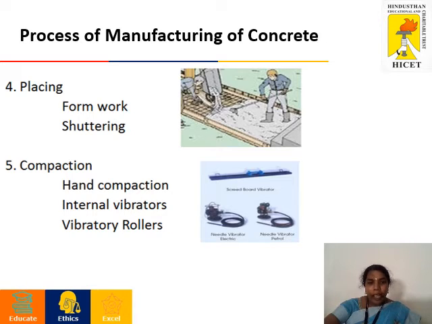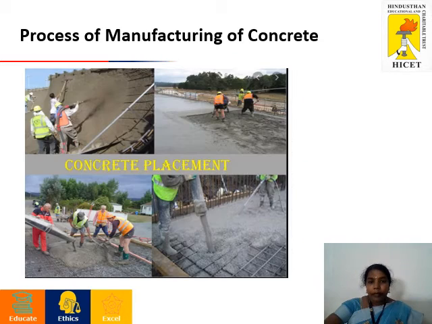The first one is hand compaction. The second one is internal vibrators and vibratory rollers. These instruments are used to remove the water bubbles and air bubbles from the concrete. The picture shows the placing of concrete. The placing is the consolidation of freshly mixed concrete.